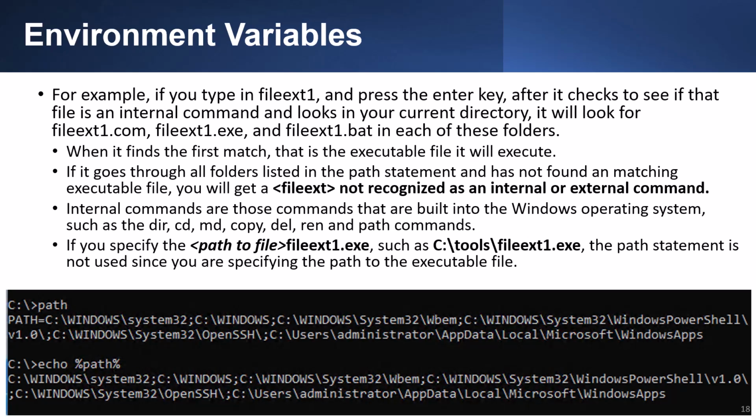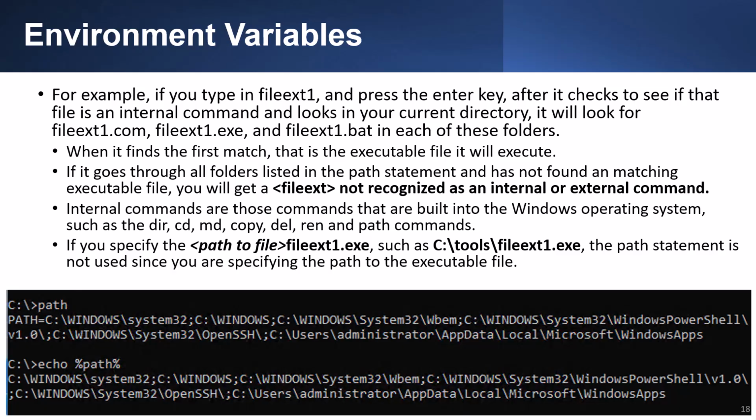For example, if you type in fileext1 and press the Enter key, after it checks to see if the file is an internal command and looks in its current directory, it will look for fileext1.com, fileext1.exe, and fileext1.bat in each of these folders. When it finds the first match, that's the executable file it will execute. If it goes through all folders listed in the path statement and it has not found a matching executable file, you'll get a message that fileext1 is not recognized as an internal or external command.